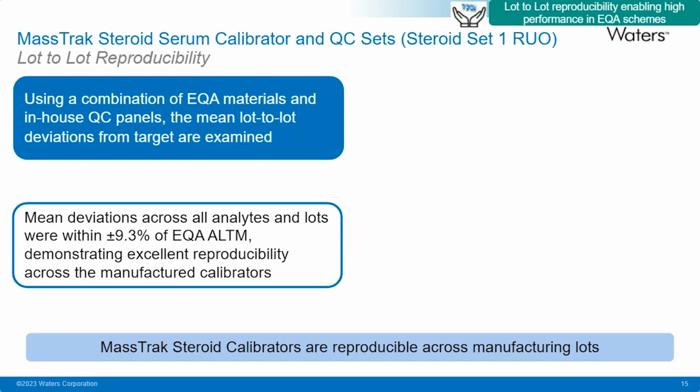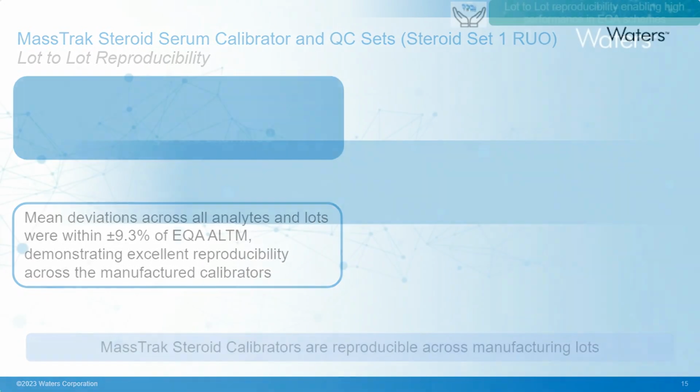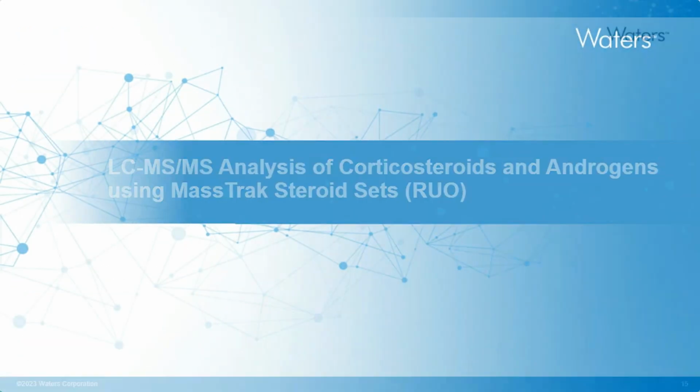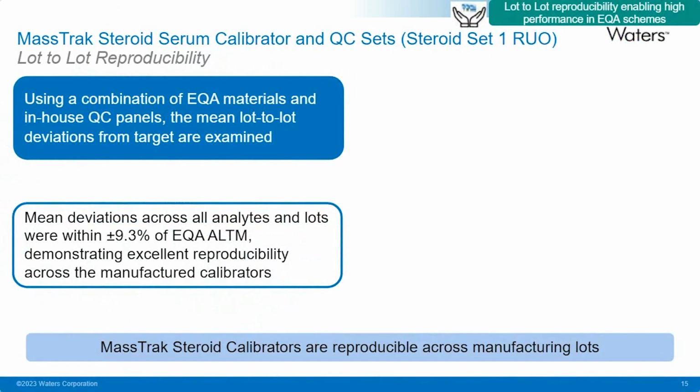So I wanted to double click on that final benefit. Apologies, let me just go back. Not quite sure why the photo is showing, but we go through very rigorous in-house testing schedules for all of the calibrator and QC sets that we make in-house. The testing is performed using a combination of EQA materials as well as in-house QC panels, and the mean lot-to-lot deviations for all of the analytes included in a set are then examined against EQA ALTM.